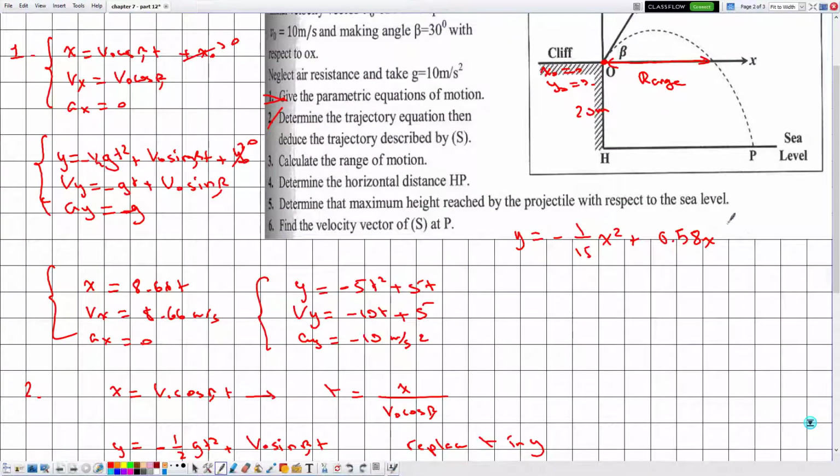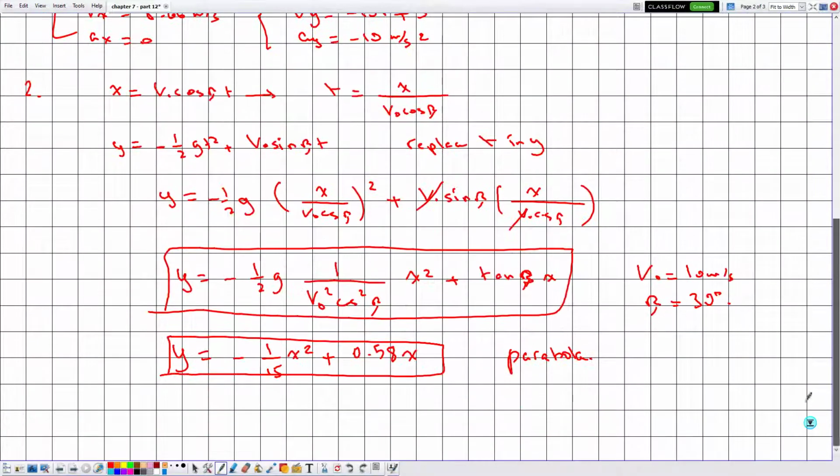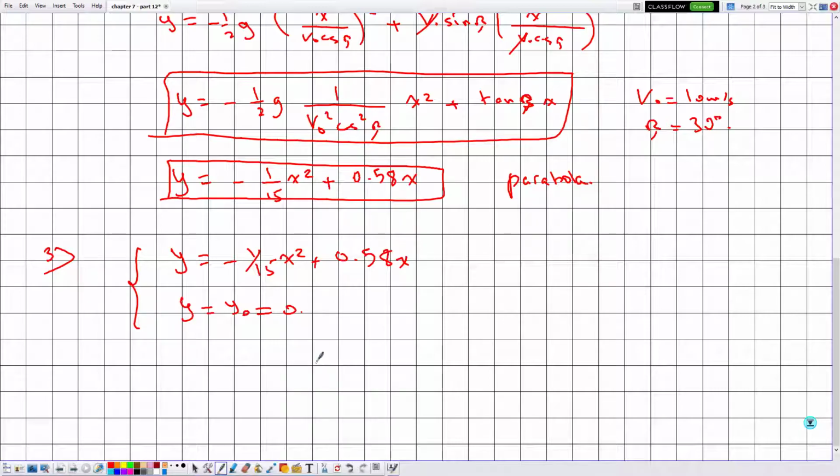Now, but notice that from the trajectory equation, y and x are directly related by the following equation, which is given by y is equal to minus 1 over 15 x squared plus 0.58x. So no need to pass through time, because y0 is equal to 0, we can directly solve the equation, which is given by 0 is equal to minus 1 over 15 x squared plus 0.58x.